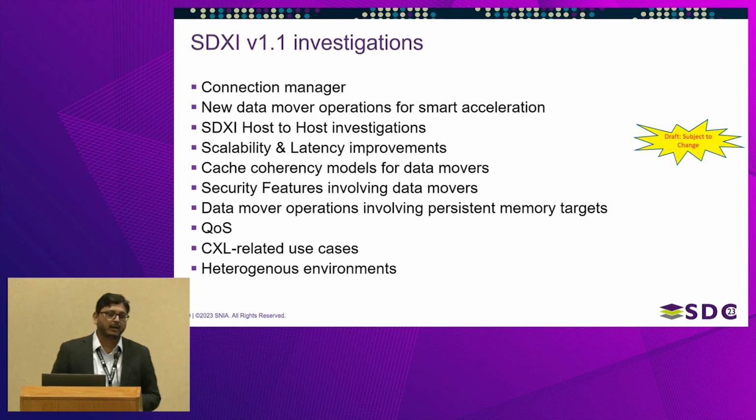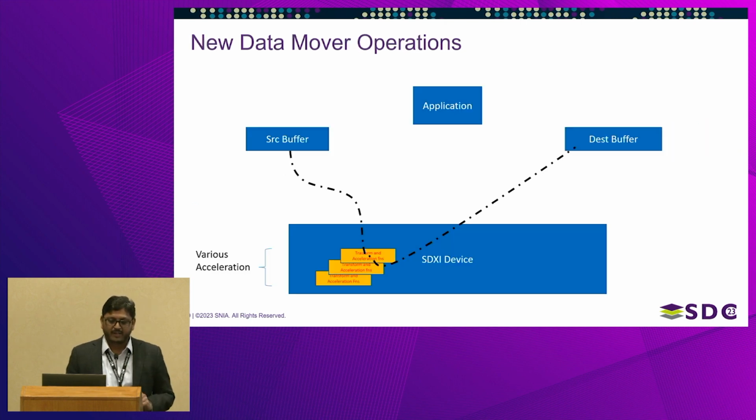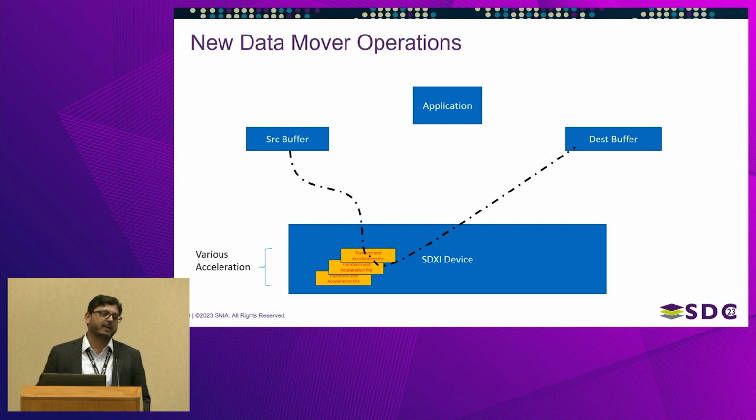We're also looking at how to do QoS so that there aren't noisy neighbor problems and other things. So let me get into some of them in pictorial form, because, for people like me, I like pictures a lot. This is how we can add more kinds of data mover operations as you're moving data from a source buffer to a destination buffer, for example, a compression, or maybe a CRC, or just some kind of XORing for all you know.